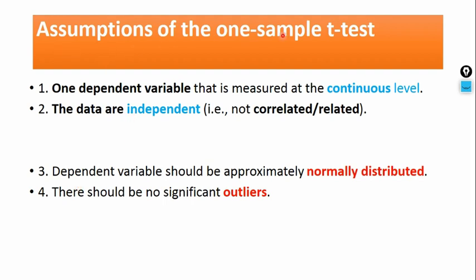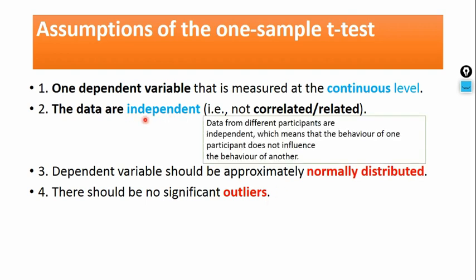Assumptions of one sample t-test: one dependent variable that is measured at the continuous level. Continuous level means interval or ratio scale. In this data set, yes, we have the marks of the students at the continuous level. The data are independent, not correlated or related. The dependent variable should be approximately normally distributed. There should be no significant outliers.